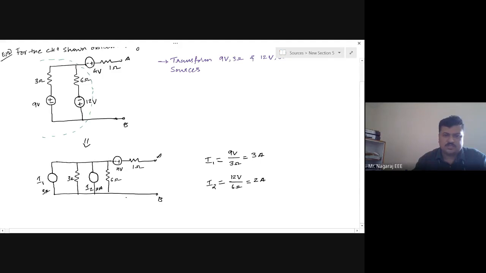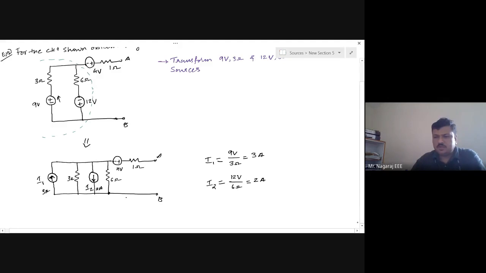Now what should be the direction? To get the direction of I1, I should be observing the direction of potential of 9 volt source, which is upward. The positive sign of the 9 volt source is upward. Therefore, current direction of I1 is upward. Now, for 12 volts, the positive sign is downward. Therefore, the direction of current I2 is downward. So, I1 is upward, I2 is downward.